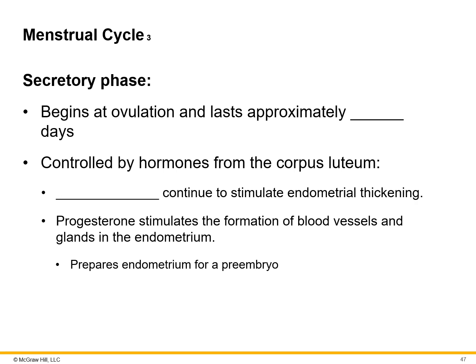The secretory phase begins at ovulation and is going to last about 10 days. It's controlled by hormones from the corpus luteum. So it's going to have estrogens that continue to stimulate endometrial thickening. It's going to have progesterone that stimulates the formation of blood vessels and glands in the endometrium. And then it's going to help prepare that endometrium for a pre-embryo.